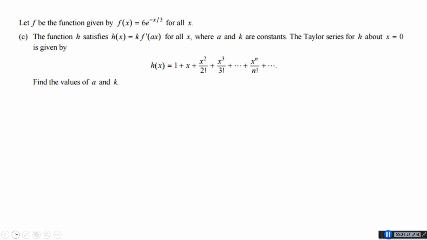So let's see now. This is a completely different problem, right? This is another example where they kind of reset it after you've done a few other problems. So function h satisfies h of x is equal to k f prime of ax. Ooh, two constants. How fun. For all x where a and k are constants.